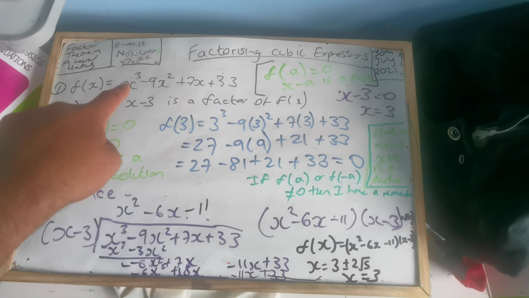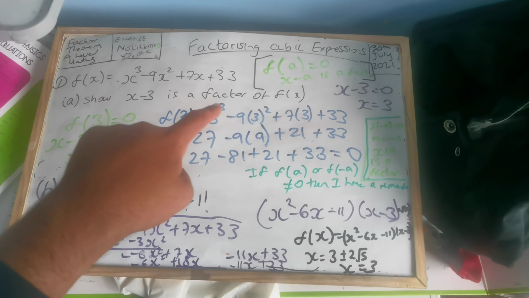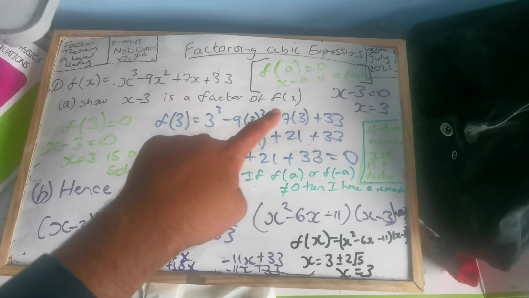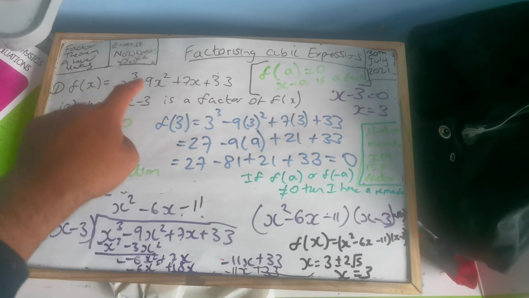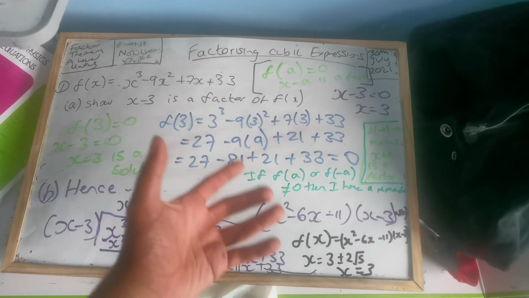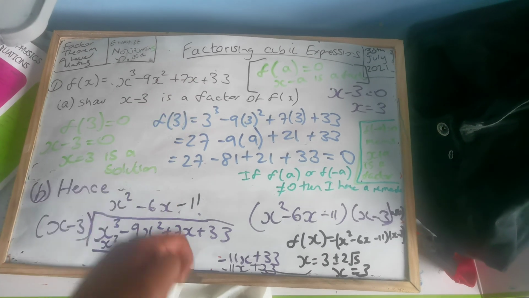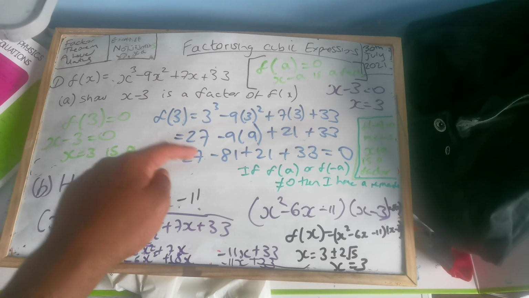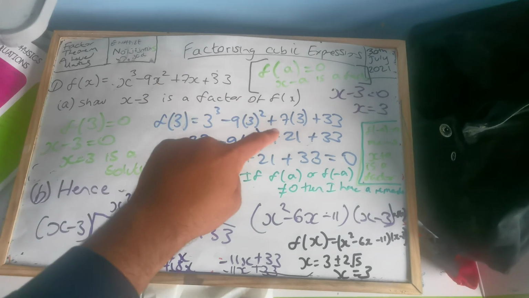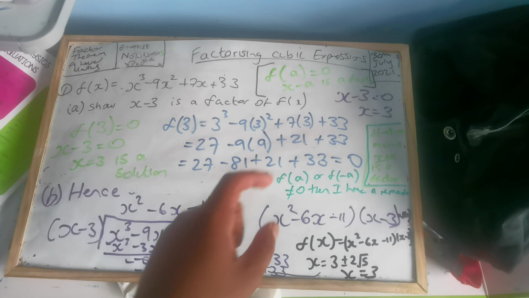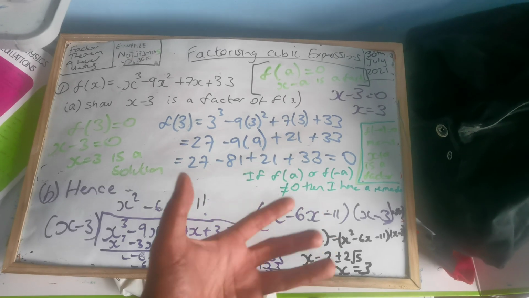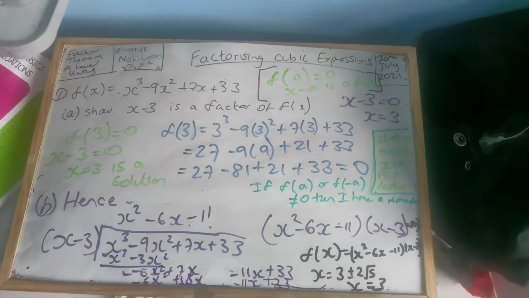So when x is 3, I'm going to get 3 cubed minus 9 lots of 3 squared plus 7 times 3 plus 33. Remember that cubed means power of 3, squared means multiply by itself. So 3 cubed is 3 times 3 times 3, which is 27. 3 squared is 9, so it's going to be minus 9 times 9 plus 7 lots of 3. 7 times 3 is 21, and then plus 33.